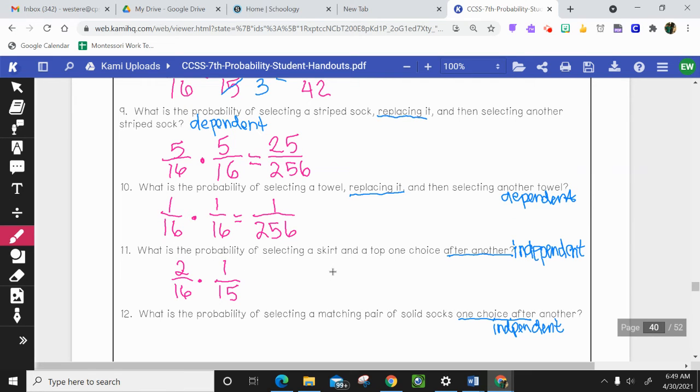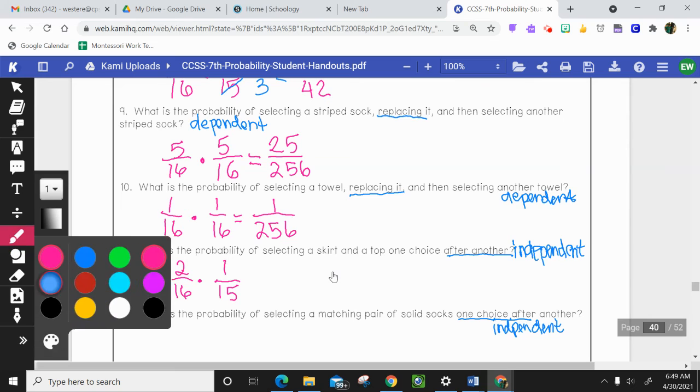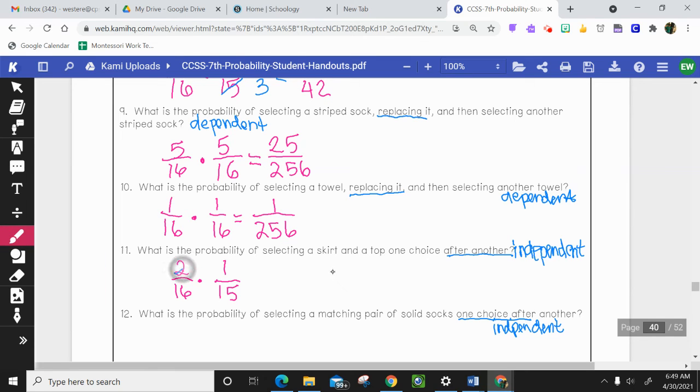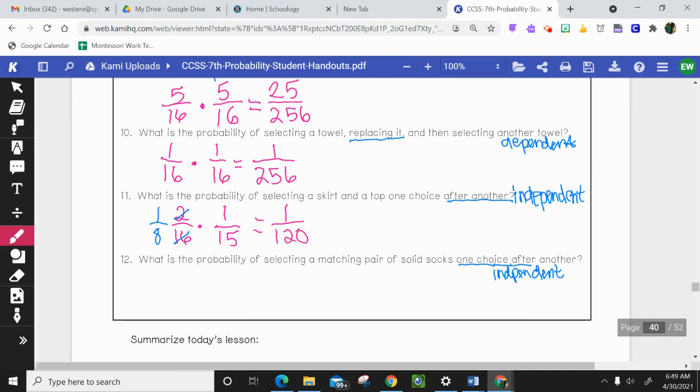Okay, so I can reduce before I multiply. So I'm going to reduce that 2/16 to 1/8. Divide them both by 2, get 1/8. Now I can multiply across. 1 times 1 is 1. 8 times 15 is 120. Okay. Last one. Think about what you answered.